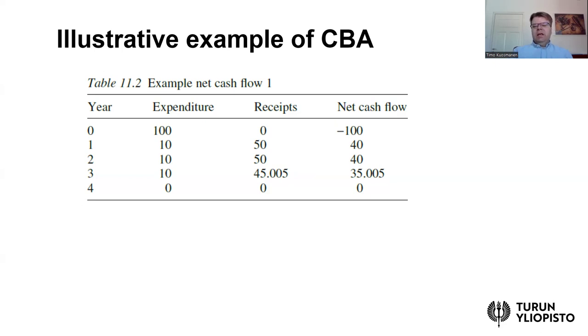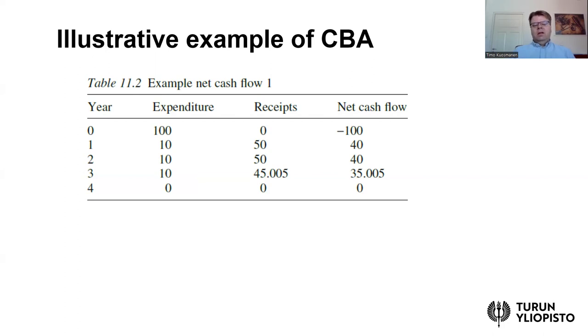Whereas the column receipts refers to the benefits, the stream of benefits. Initially there are no benefits, no income stream, because the project is still in the construction stage. Then in the first year, or year one, there will be 50 euros of income, second year 50 euros, third year 45, and then I suppose that whatever investment in machinery or whatever becomes obsolete and there's no expenditure, no receipts. This kind of project is closed down, or perhaps the investment is liquidated or sold.